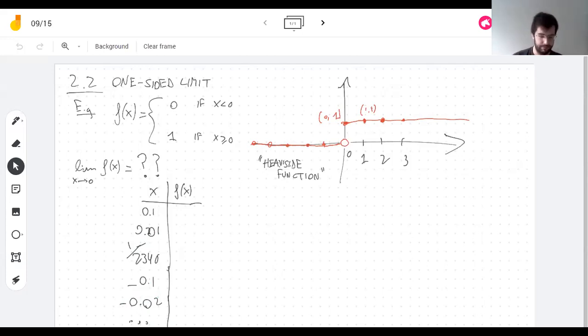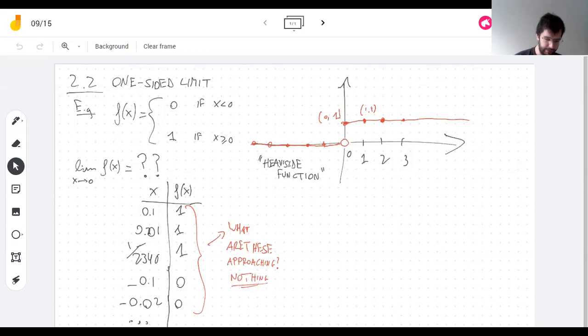So this function is pretty easy to compute. For all the positive numbers, it gives me a 1. For all the negative numbers, it gives me a 0. So if you look at these numbers, what are these numbers approaching? And what's the answer? Come on. Limited, it does not exist. Right, it's approaching nothing, exactly, Miles. So this limit does not exist.